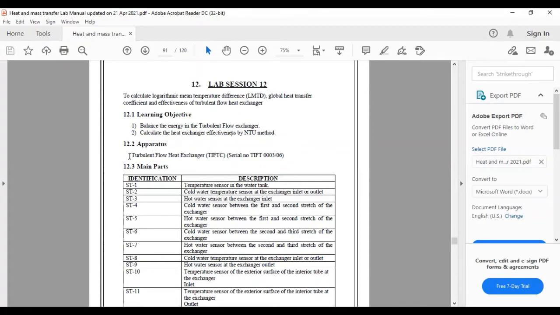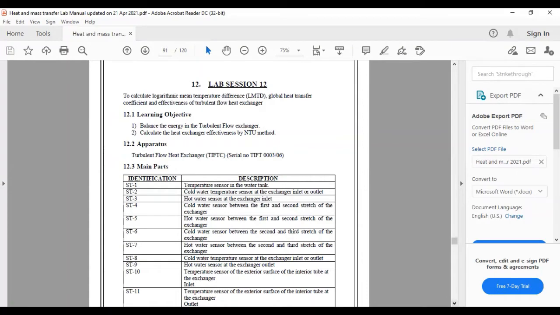These are the apparatus we will use: a turbulent flow heat exchanger, with serial number TIFT 0003/06. We will also attach the main console unit to this heat exchanger, and we will use a branded computer and the main interface as well. I will show you all of these when we move towards the lab.